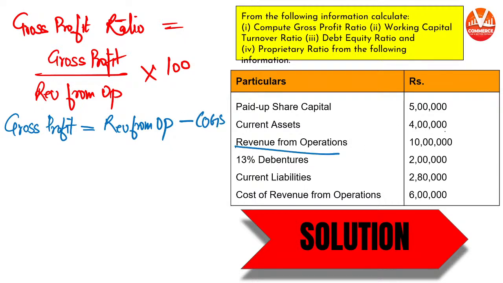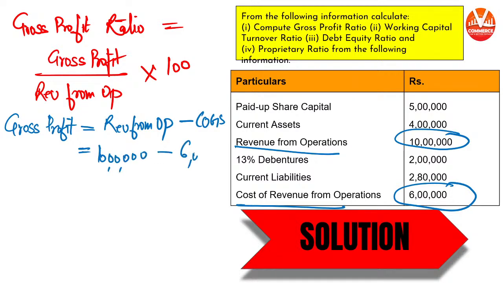So revenue from operation is 10 lakh. Cost of goods sold is 6 lakh. So 10 lakh minus 6 lakh, your gross profit is 4 lakh. This is your gross profit.